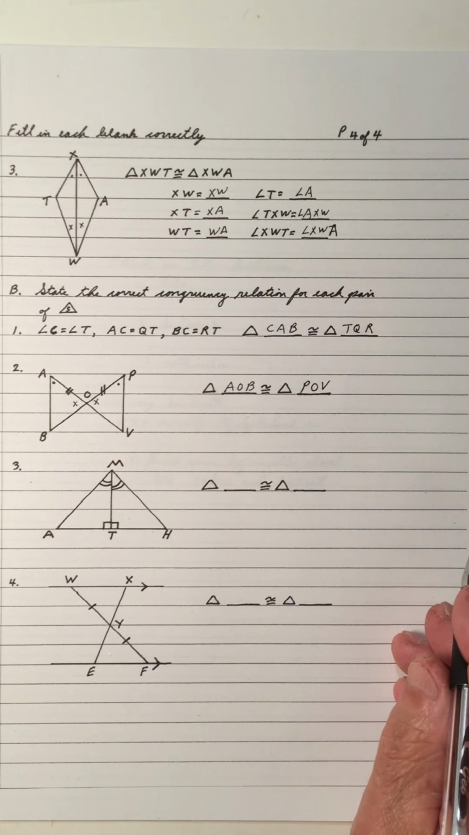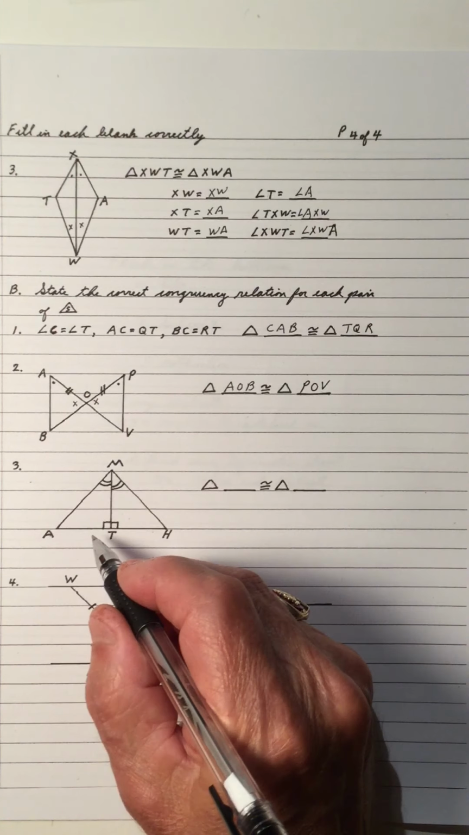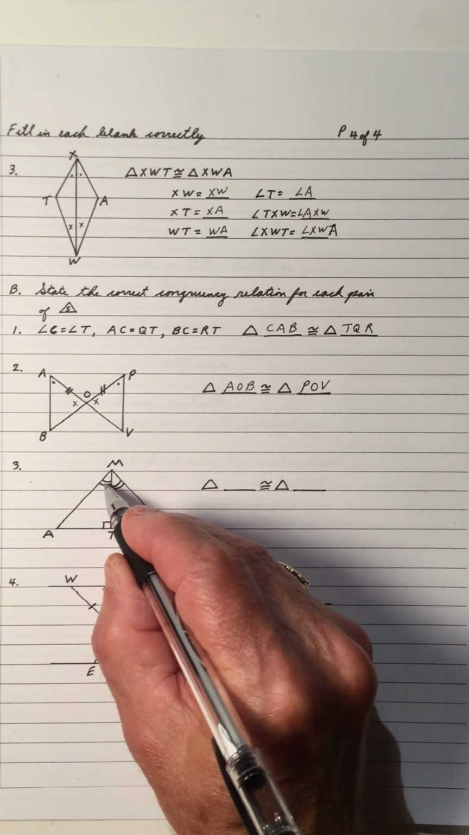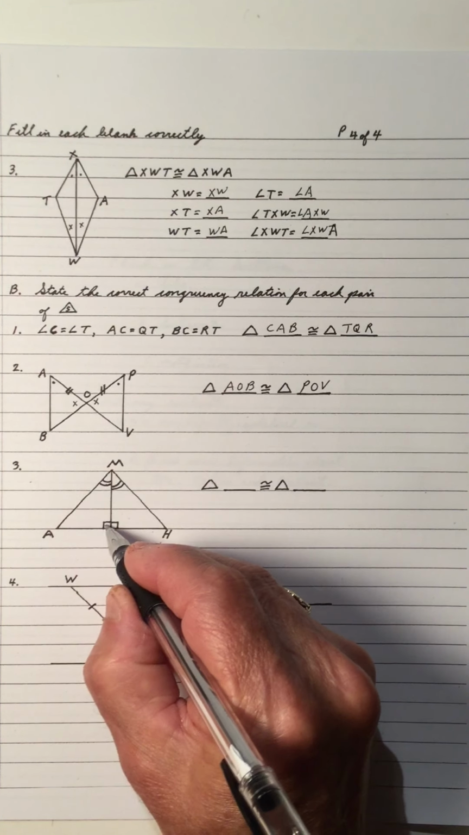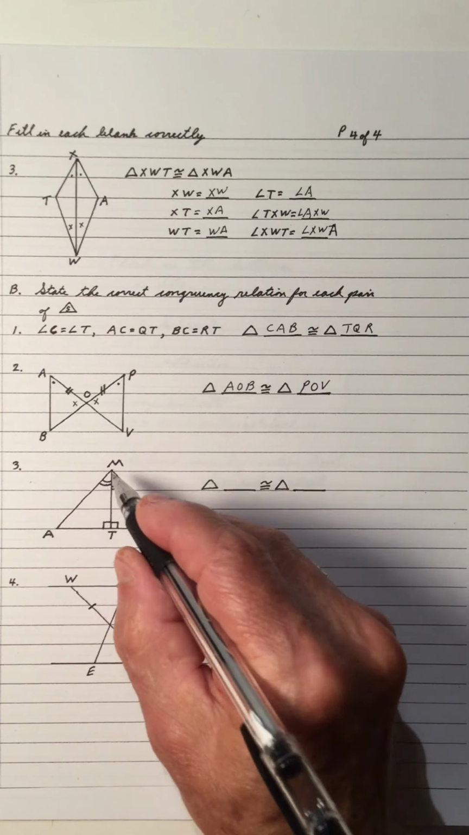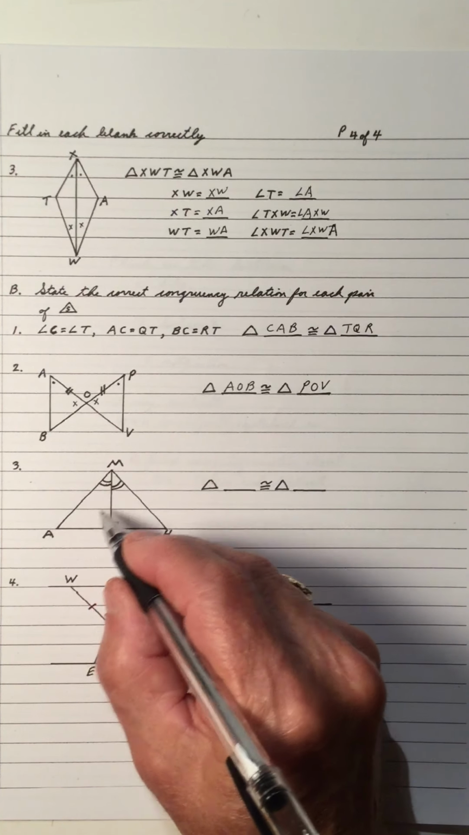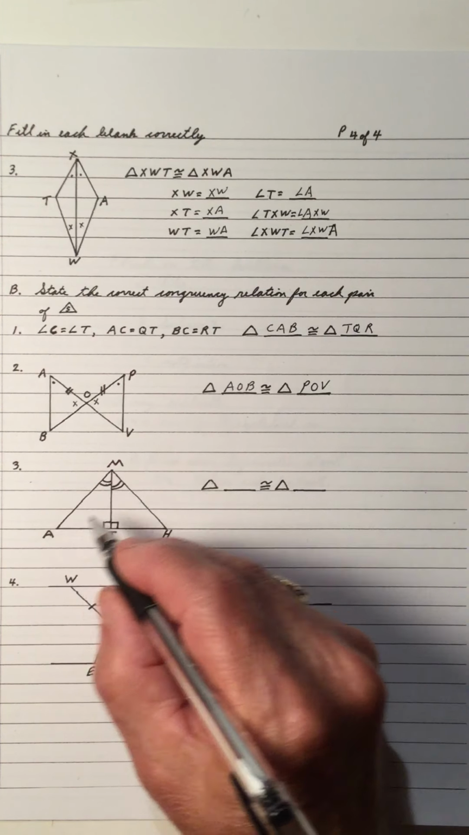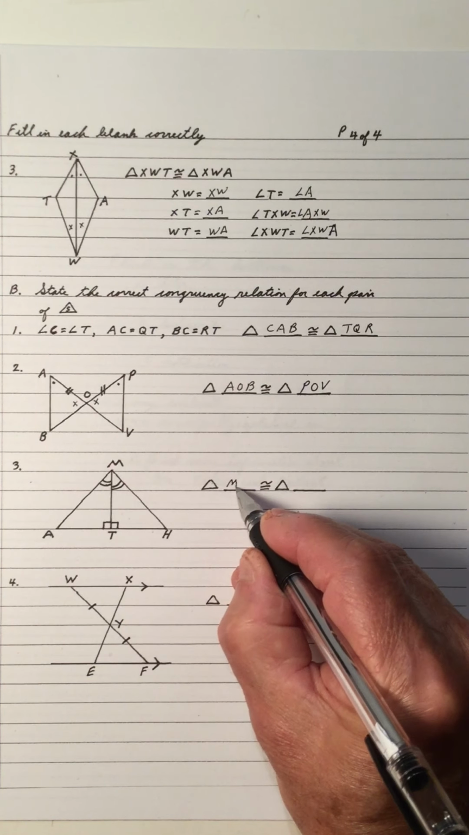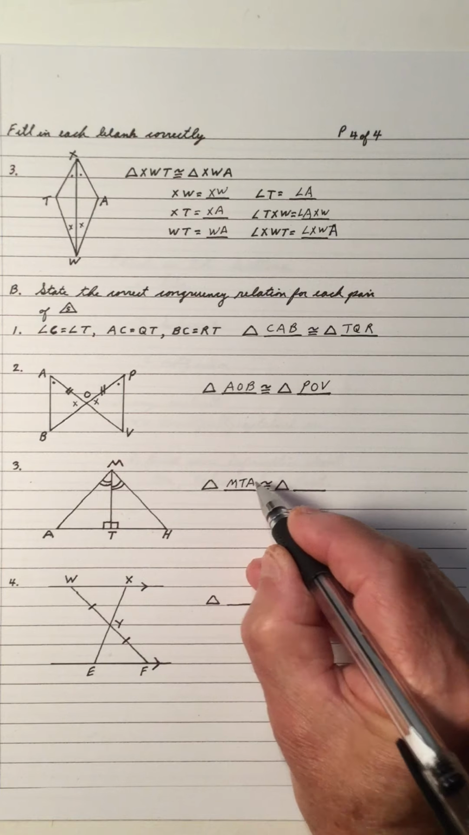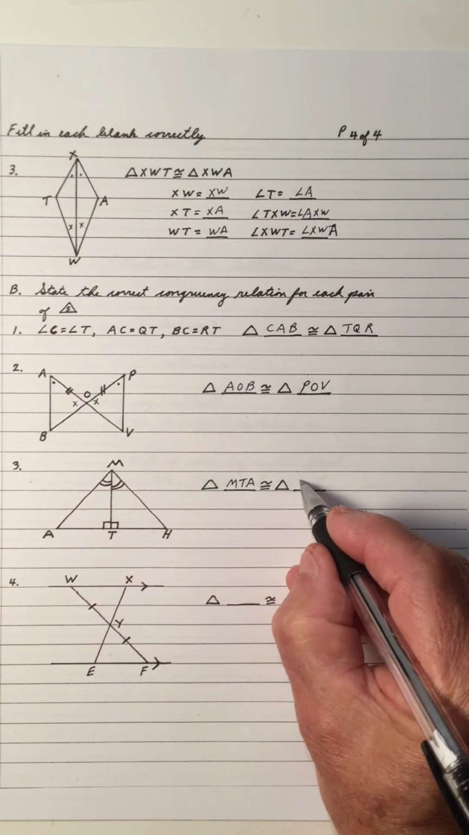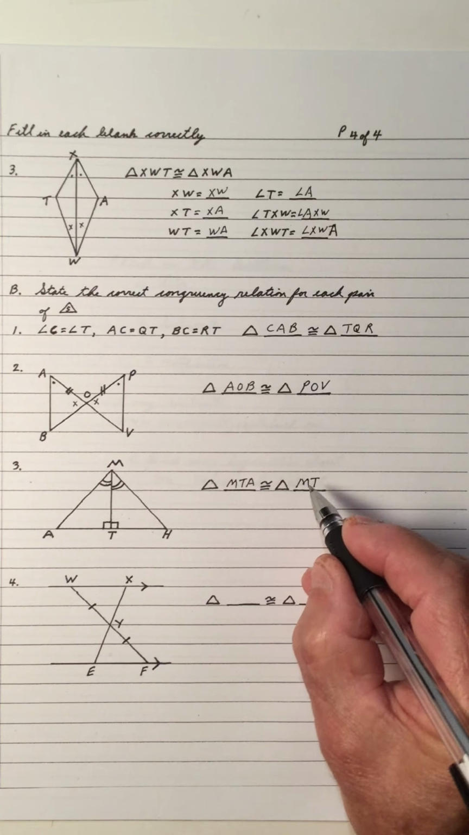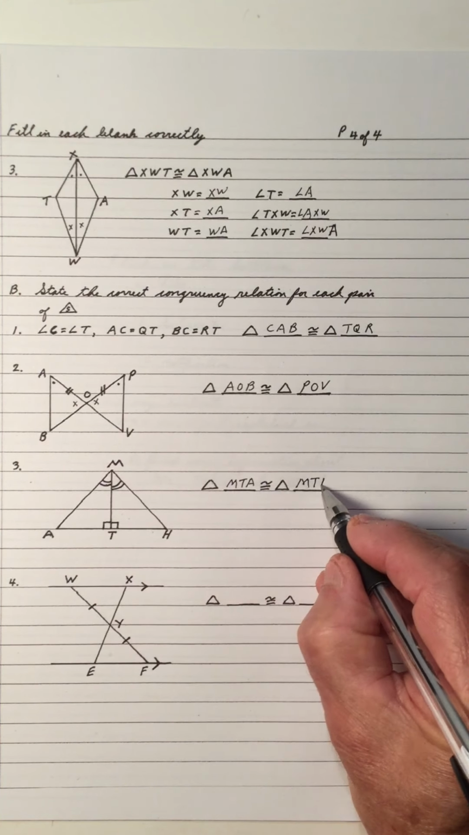Number 3, we have again two triangles, and we have this angle M here equal to this one. This angle here is a right angle, so they're equal. And so they fall upon each other perfectly. So if I name MTA, M goes with M, T goes with T because the right angles are equal. So A must go with H.